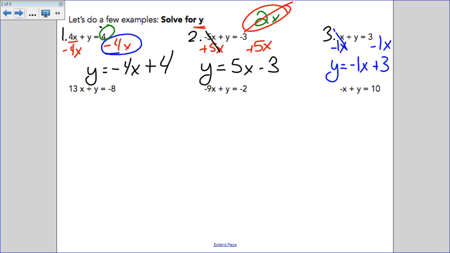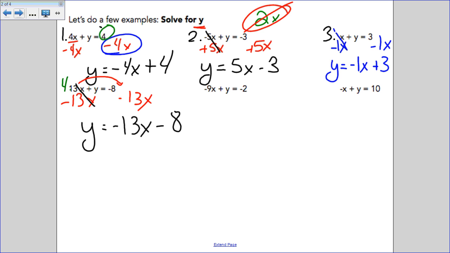Okay, let's try our next one, number 4. We're going to speed through these. Look closely at what needs to move. If it's in terms of y, we move our x's. How do I get positive 13x to the other side of my equal sign? Good, subtract 13x from both sides. Try it quickly. What does your new equation look like? You should have gotten y equals negative 13x minus 8.